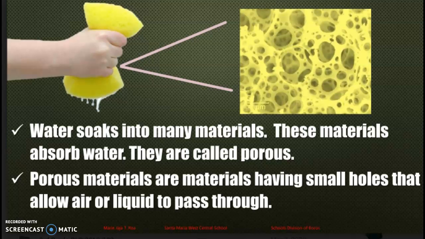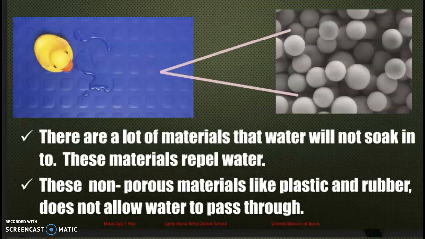Water soaks into many materials. These materials absorb water. They are called porous. Porous materials are materials having small holes that allow air or liquid to pass through. There are a lot of materials that water will not soak into. These materials repel water. These non-porous materials, like plastic and rubber, do not allow water to pass through them.